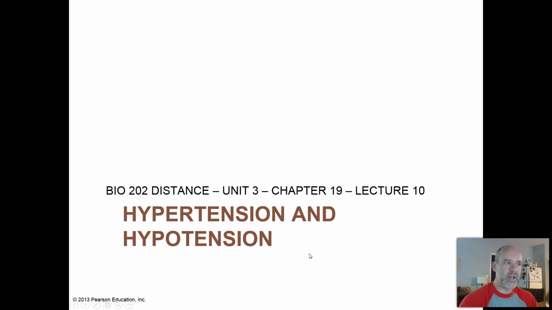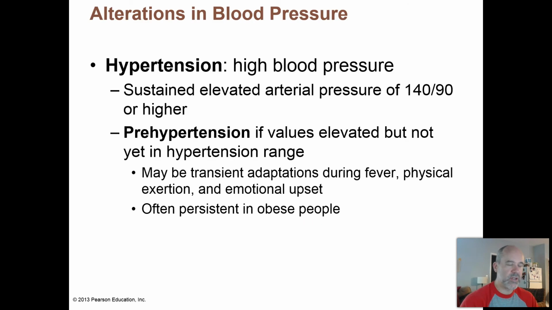Lecture number 10 here for chapter 19. We're going to talk more about hypertension and hypotension as homeostatic imbalances.